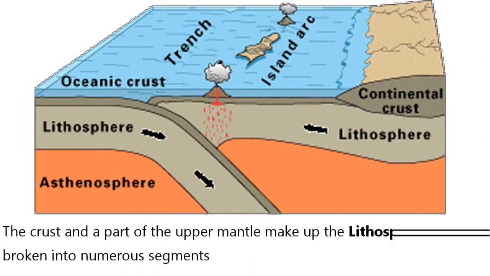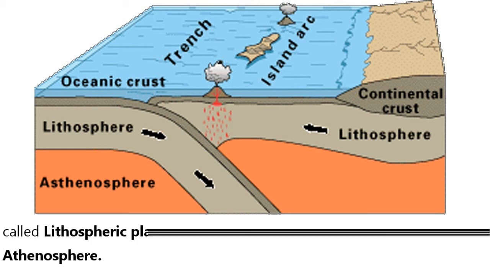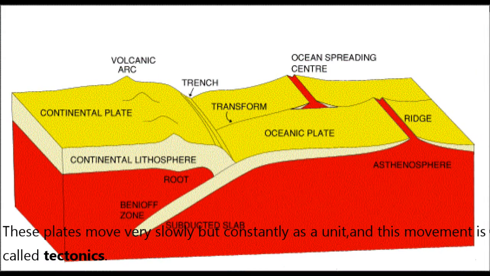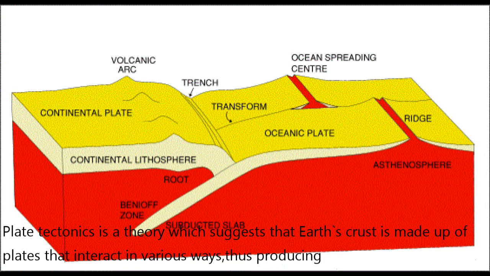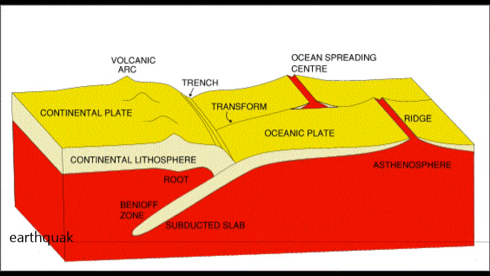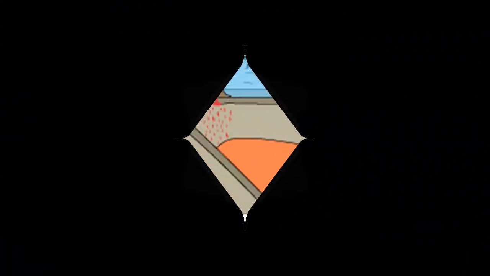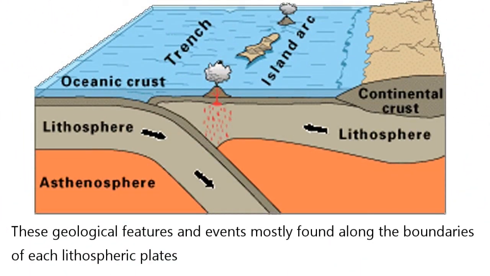The crust and a part of the upper mantle make up the lithosphere, which is broken into numerous segments called lithospheric plates that float on the weak layer of the mantle called the asthenosphere. These plates move very slowly but constantly as a unit, and this movement is called tectonics. Plate tectonics is a theory which suggests that Earth's crust is made up of plates that interact in various ways, thus producing earthquakes, mountains, volcanoes, and other geologic features and events. These geological features and events are mostly found along the boundaries of each lithospheric plate.